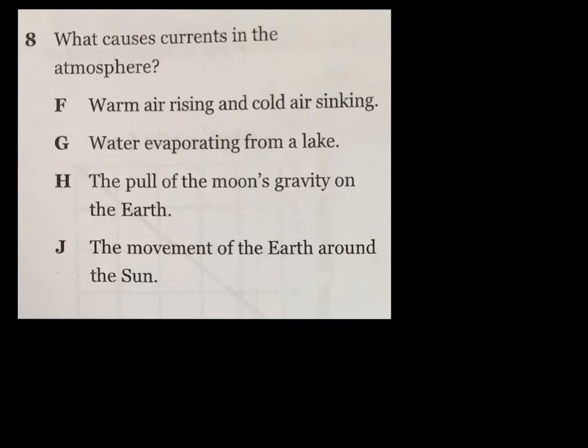Number 8. What causes currents in the atmosphere? So we have to remember what a current is. A current is a movement of something. So we can have electrical currents, the movement of electricity, those electrons. We have currents with heat, for example, let's say you have boiling water. So it's currents in the water, and they're consistently moving. The water is moving around. So in the atmosphere, we have a bunch of gases.